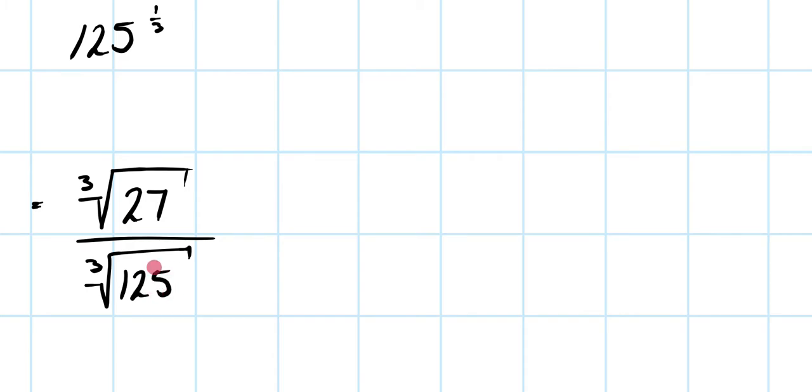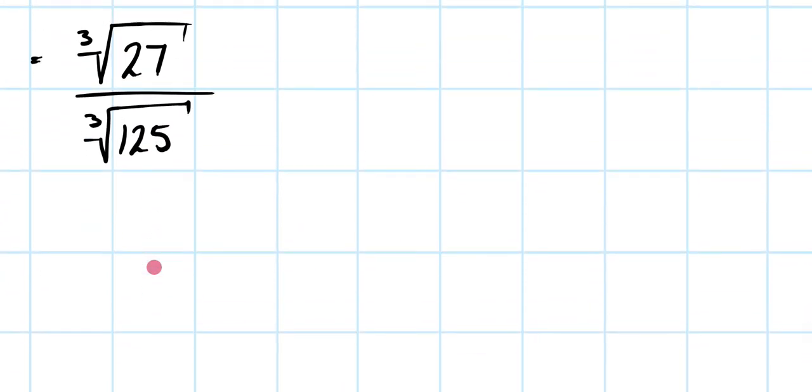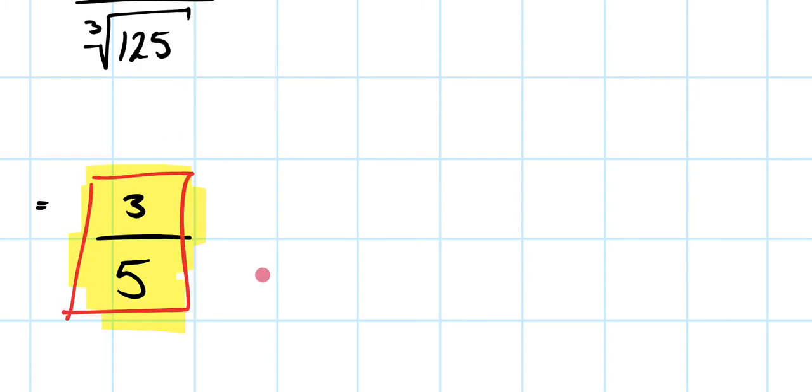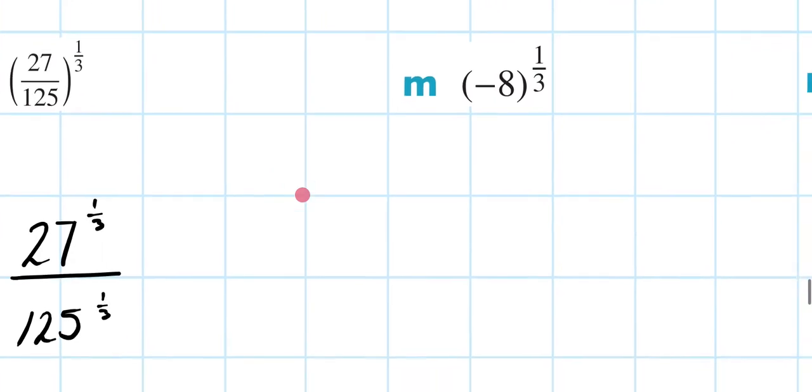Now, you don't need to do this step. If you know what the power of 1/3 is, you can just go straight for your answer, which is going to be 3 over the cube root of 125, which is 5. So that is going to be my answer. Then I'm going to get my pen and do that. Let's come up here and answer my next one.